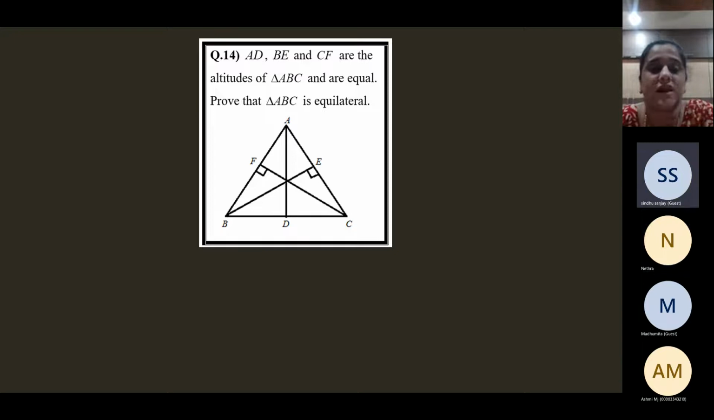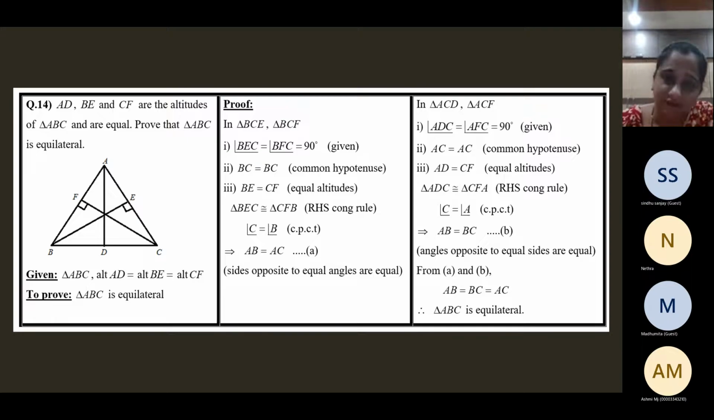Yes, ma'am. Now the proof is still easier. It's easier than the information given. Now see here, I think I was telling you the other day. How do you consider the triangles? Which two triangles to take and show that they are congruent? So that is very important here.